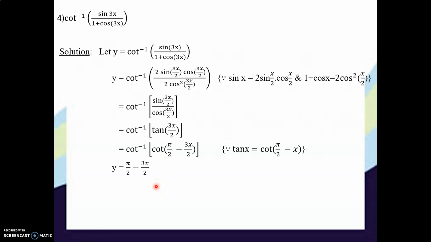Now we'll take derivative of this function. Derivative with respect to x is, the derivative of pi by 2 is 0, and derivative of minus 3x upon 2 is minus 3 upon 2.